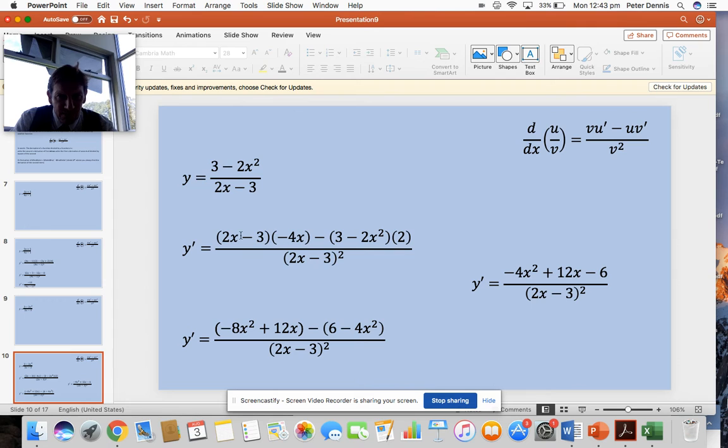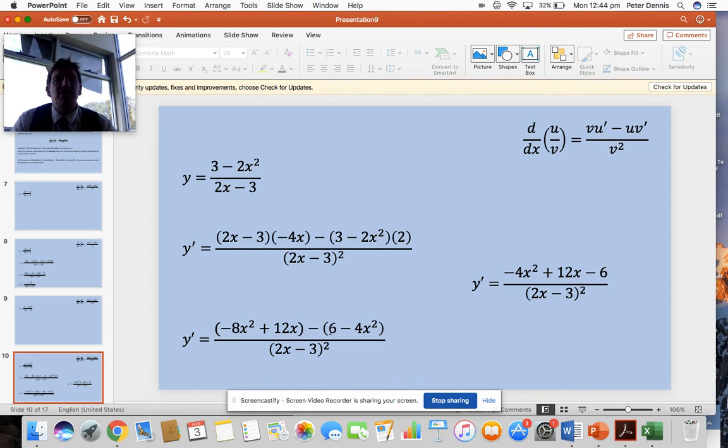Now, if we look at this, again, the first one here is 2x times 4x gives us the minus 8x squared. Minus 3 times minus 4 gives us plus 12x. And I've put these in brackets because we're going to minus when we expand this. 3 times 2 is 6. 2 times this is minus 4x squared. But this minus changes both of them. So what do you have? You have minus 8x squared minus 4x squared, which is going to be just minus 12x squared, plus 12x minus 6.